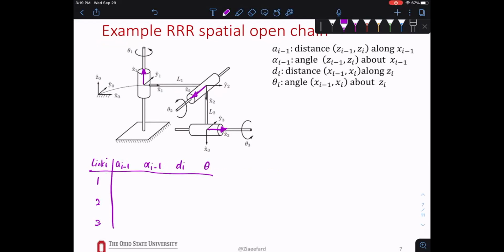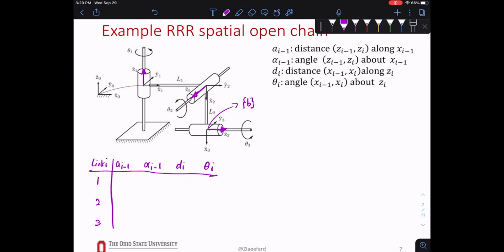DI and theta I. Okay, so let's just start from link 1. We will see that our ground frame and first frame are on top of each other at the beginning of time. For the end effector, it doesn't show. I'm going to assume this is going to be my B frame or end effector frame also, right? It's just an assumption, yes.